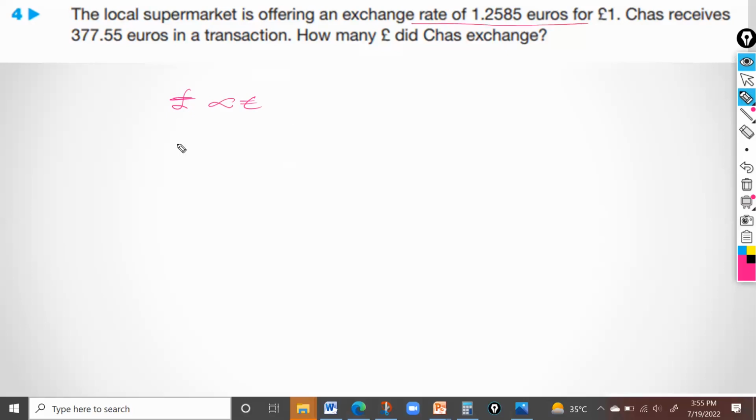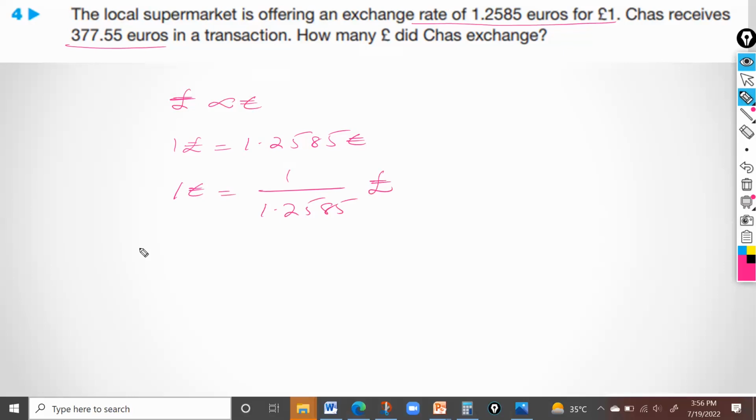So we can say 1 pound equals 1.2585 euros. And if he has this many euros, we have to find out how many pounds 1 euro is equal to. So 1 euro equals 1 divided by 1.2585 pounds.